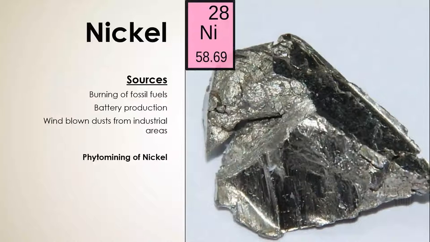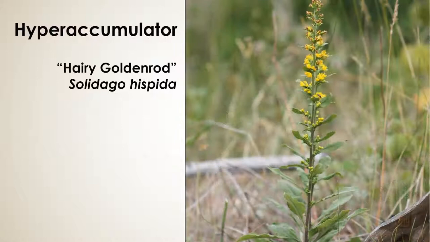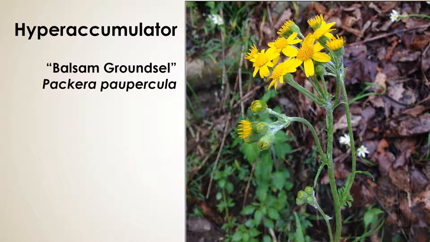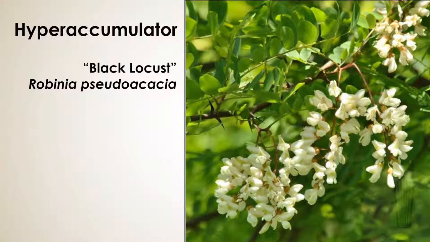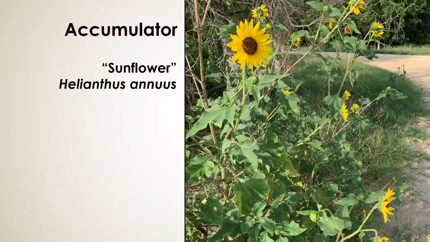Nickel, sources of nickel in our environment include burning of fossil fuels, battery production, windblown dust from industrial areas. And this is one area where they've had a lot of success with nickel, although through non-native species, especially the brassicas. But hairy goldenrod, one of our native species, has been shown to be a hyperaccumulator of nickel. Also Packera paupercula, one of the groundsels. Black locust, Robinia pseudoacacia. Sunflower is an accumulator of nickel.